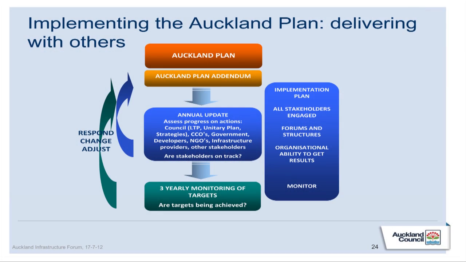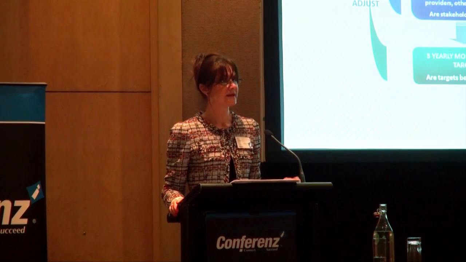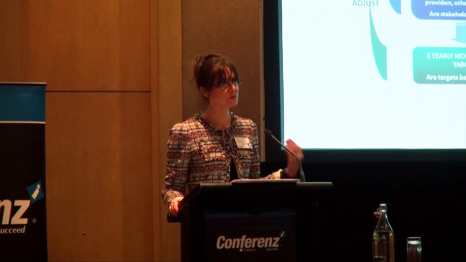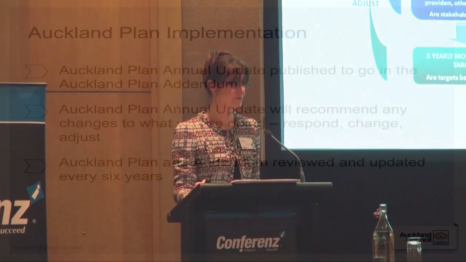Now, this is what we're calling the implementation of the Auckland Plan, delivering with others, and this is about having the Auckland Plan addendum, and as part of that, an annual update. The first one is due on the 7th of August. It's not just about what we are doing as Auckland Council, it's about what everyone's doing. So having an implementation plan about how we work together, how we report and monitor against the Auckland Plan is critical. The Auckland Plan and the addendum will only be updated every 6 years, but that annual update will go into the addendum on an annual basis, and we'll also monitor trend on a 3-yearly basis. So we're working very keenly on all of this at the moment.